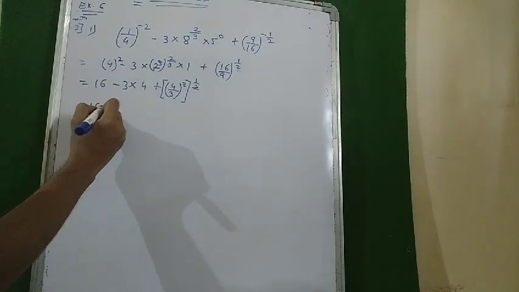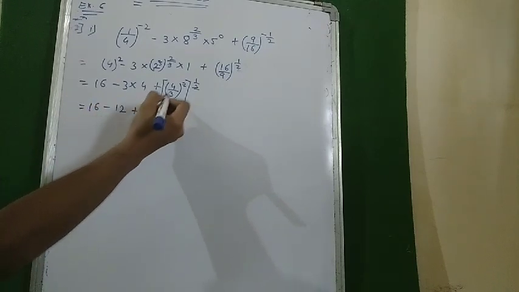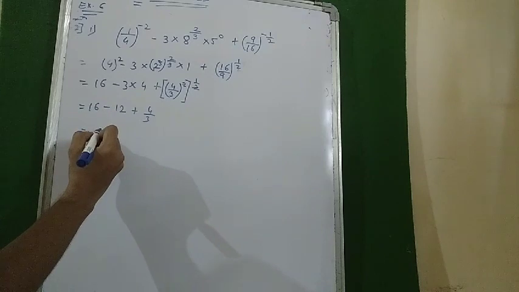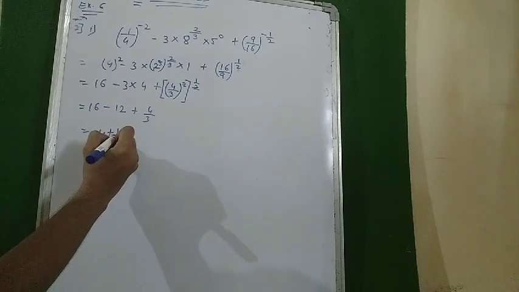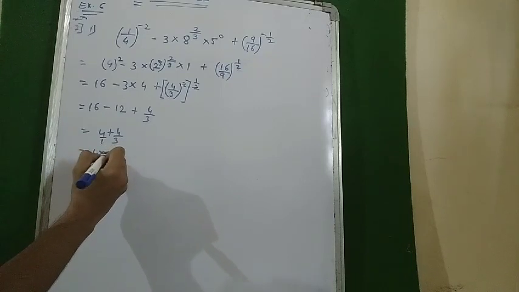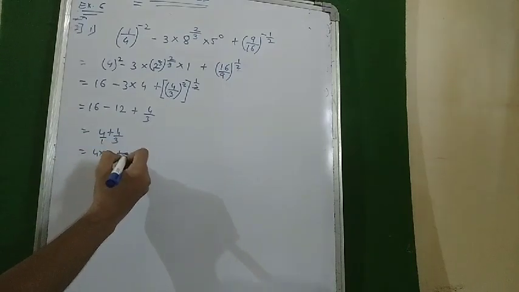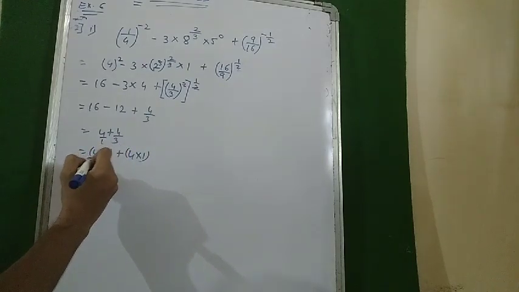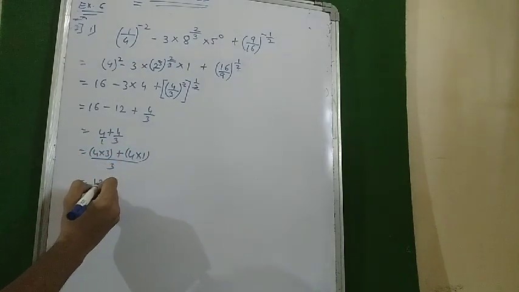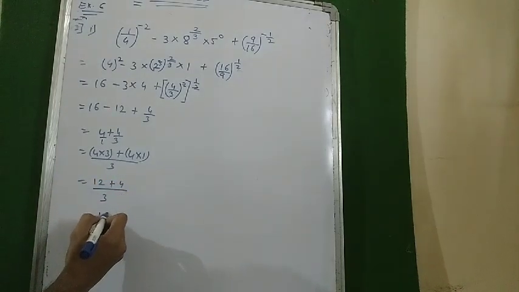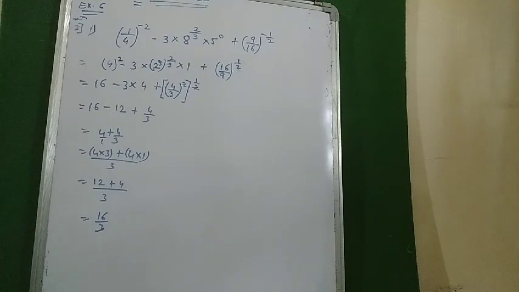So we have 16 minus 4 3s are 12, and it is 4 upon 3. So 16 minus 12, it is 4, plus 4 upon 3. When I will cross multiply it, 4 3s are 12 plus 1 4s are 4 plus 3 1s are 3. So it is 4 3s are 12, 4 1s are 4 upon 3, which gives me 16 upon 3 as the solution.